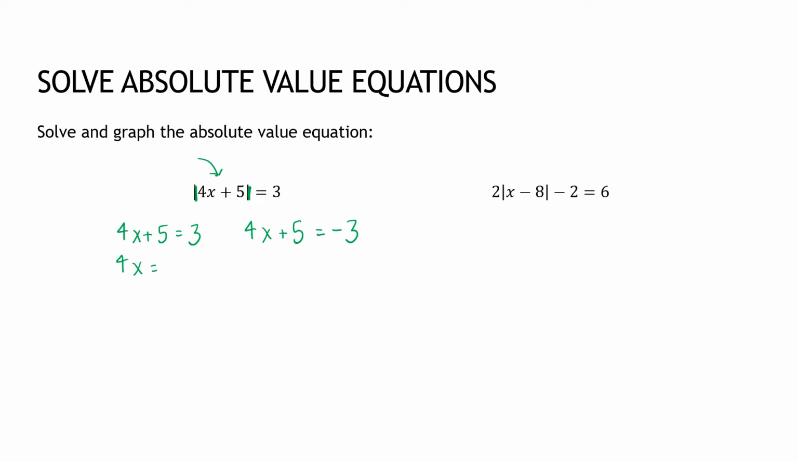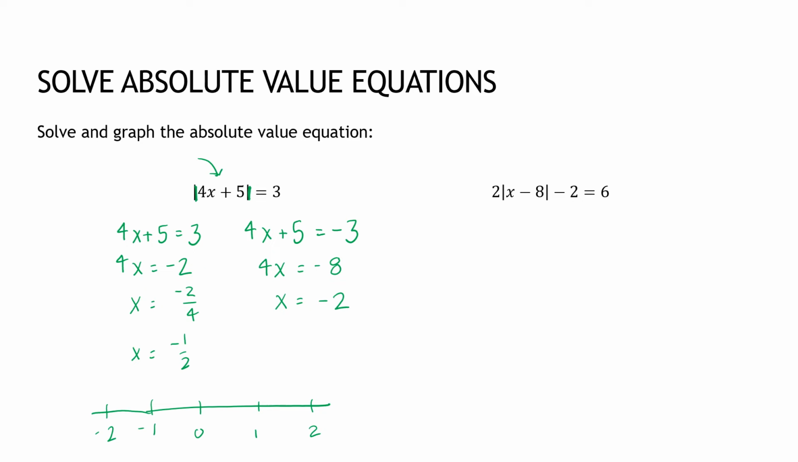So now I'm just solving two very similar equations. I'm going to subtract 5 on each side, divide by 4 on each side, and get -2/4, which reduces to -1/2. On the right side, I'm going to subtract 5 from each side and divide by 4 on each side. And now I get two solutions, and I could graph those as well. Oops, there's no -0. Don't be like me. Oh, and I've gone the wrong direction. That's all right. We're just going to go with it. -1/2 would be halfway between 0 and -1, and then -2. And that would be my graph of the solution.